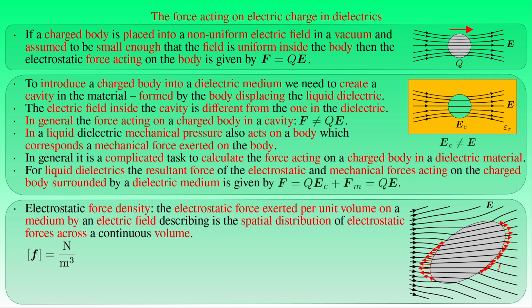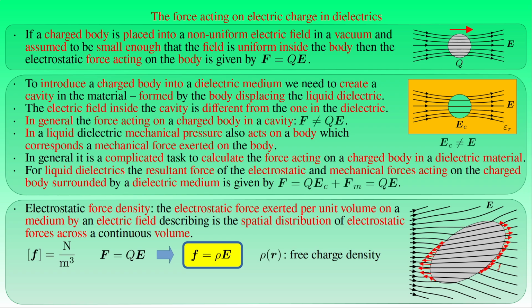We can express the electrostatic force per unit volume from the equation stating that the force acting on a small charged body is equal to the charge Q of the body times the electric field strength E at the position of the body. As a result, the electrostatic force density F at a given point is equal to the free charge density ρ times the external electric field strength E acting on the charges, where both quantities are evaluated at that point. The total electrostatic force F acting on a charged body is given by the volume integral of the electrostatic force density F over the volume V of the body.